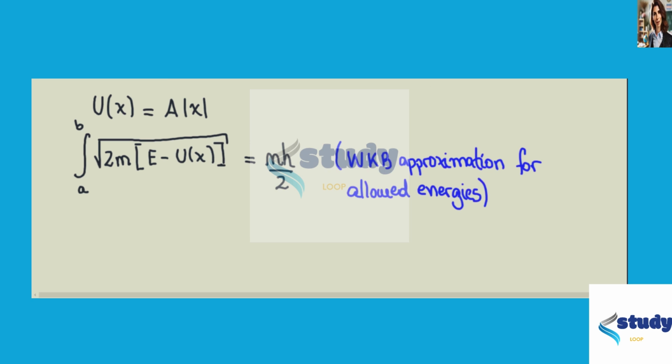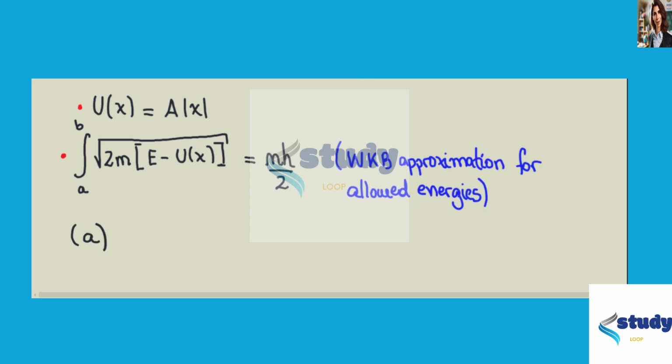In this exercise, we're given a potential function, U of x, that is equal to a positive constant A times the absolute value of x. And we're also given the WKB approximation for the allowed energies. That's the integral between the two turning points A and B of the square root of 2 times the mass times the total energy minus the potential. And this is equal to nh divided by 2.